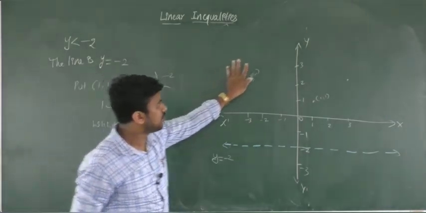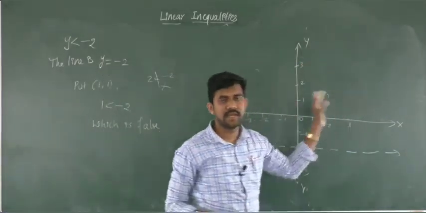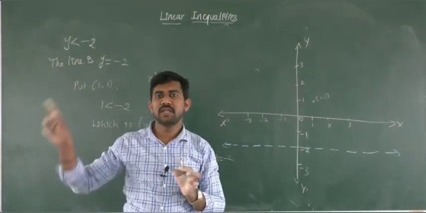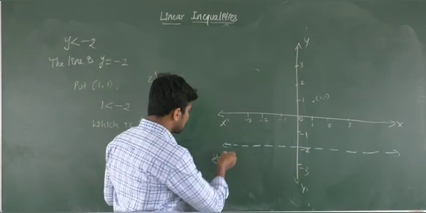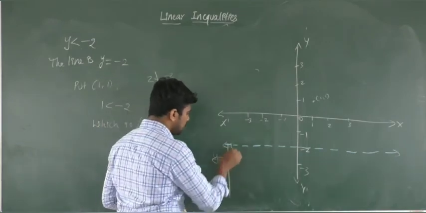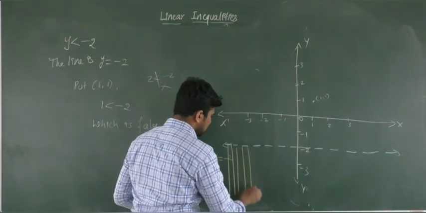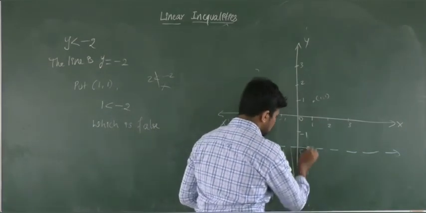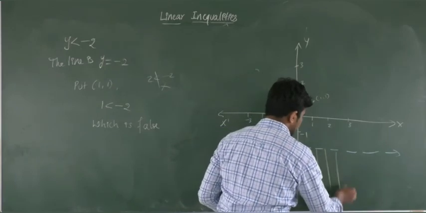So if you consider any point on the upper half plane, that point is not a solution of the given inequation. So the lower half plane is the solution region. Lower half plane is the solution region. So shade this.